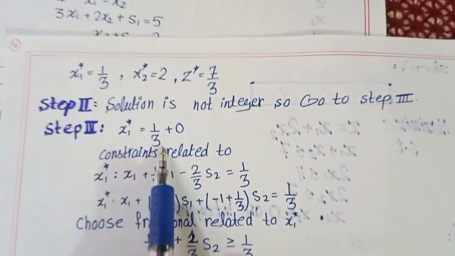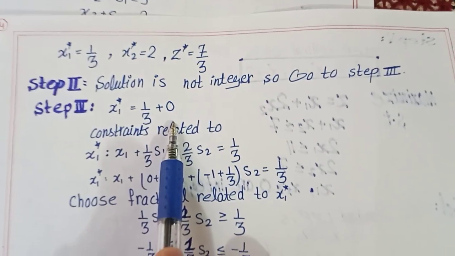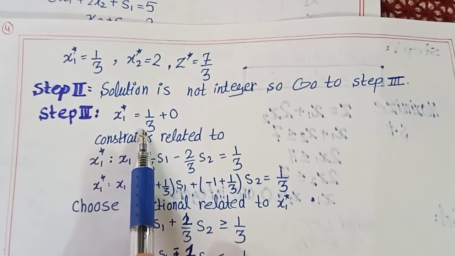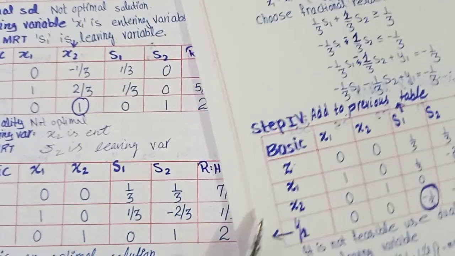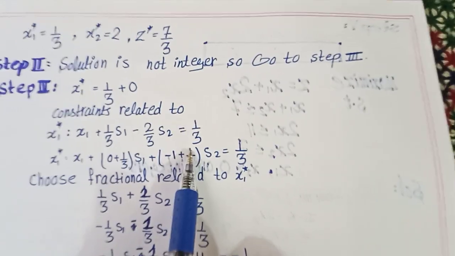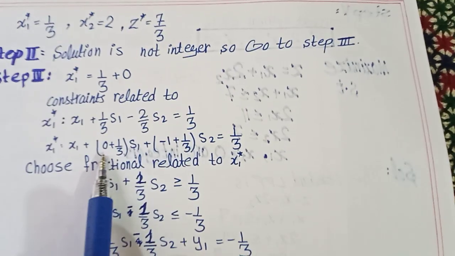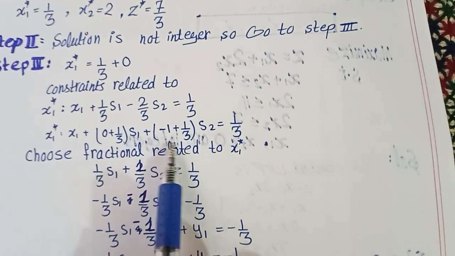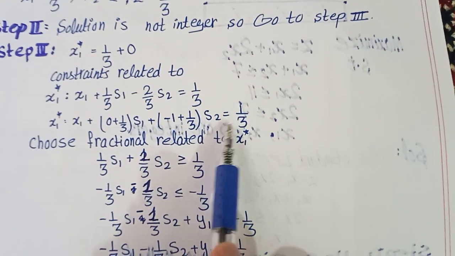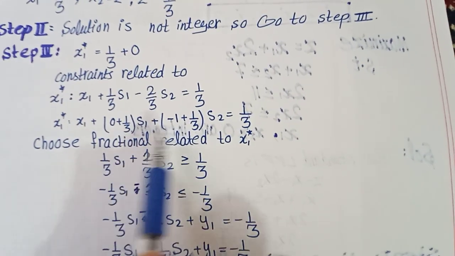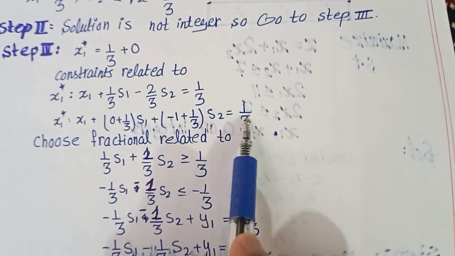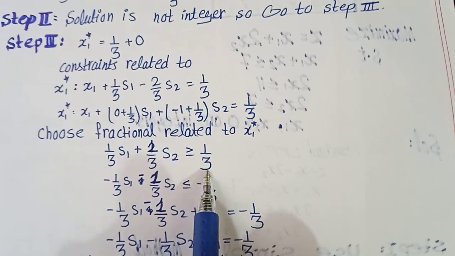x1 is 1 over 3 plus 0: integral part plus fractional part. The constraint of x1 is x1 plus 1 over 3 s1 minus 2 over 3 s2 is equal to 1 over 3. Integral part plus fractional part is equal to 1 over 3. Choose only the fractional part: 1 over 3 s1 plus 1 over 3 s2 is greater than or equal to 1 over 3.